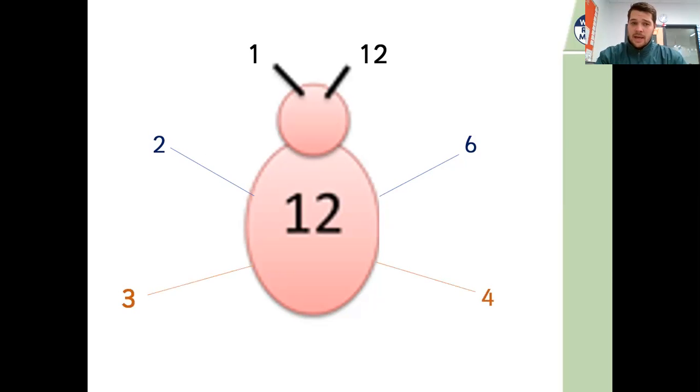My last factor pair is 3 and 4. Because 3 lots of 4 equal 12. 3, 6, 9, 12. Or 4, 8, 12. So my factors of 12 are 1, 12, 2, 6, 3, and 4. And my factor pairs are 1 and 12, 2 and 6, 3 and 4.